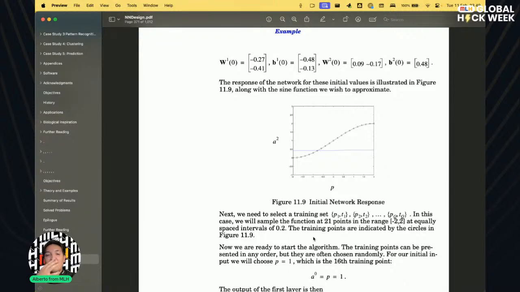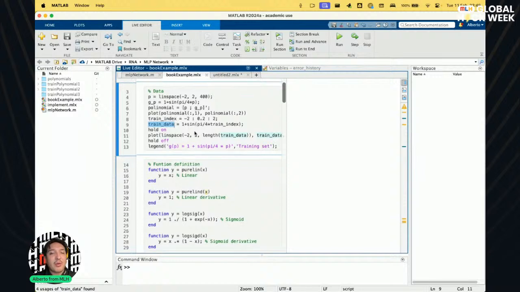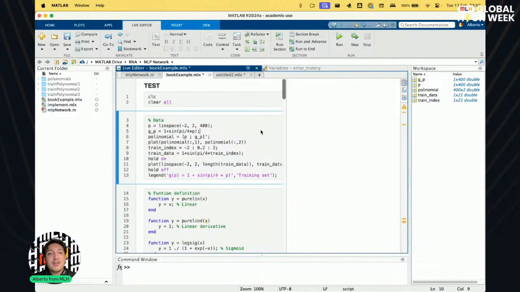Next, we need to select our train set. For this, we are getting a sample of 21 points in the range of the full function, -2 to 2, at equal intervals of 0.2. For doing that, we select the train index from -2 with steps of 0.2 until we reach 2. That gives us the 21 points we wanted. And the train data is just evaluating the same function that we evaluated p with. We can create this as a function, but it's not that hard to copy and paste here, and it's the only place we're going to use it. So don't worry. Let's run this little piece of code to see. And yeah, it's the same, and it's what we wanted, right? Hey, show the plot. Come on.